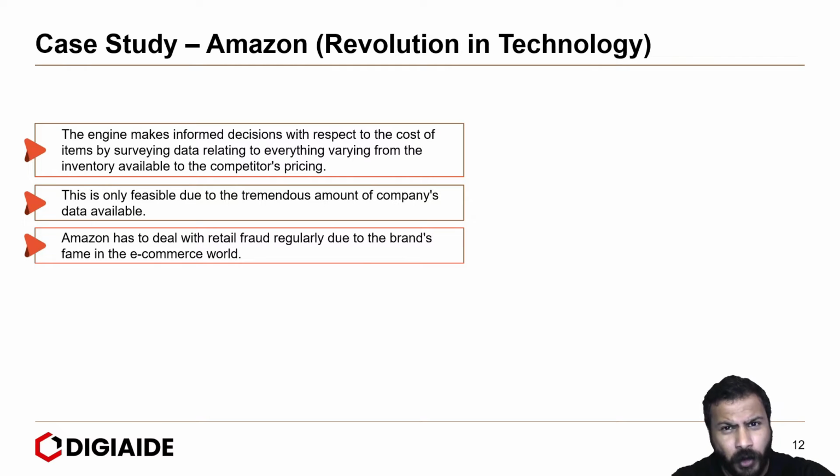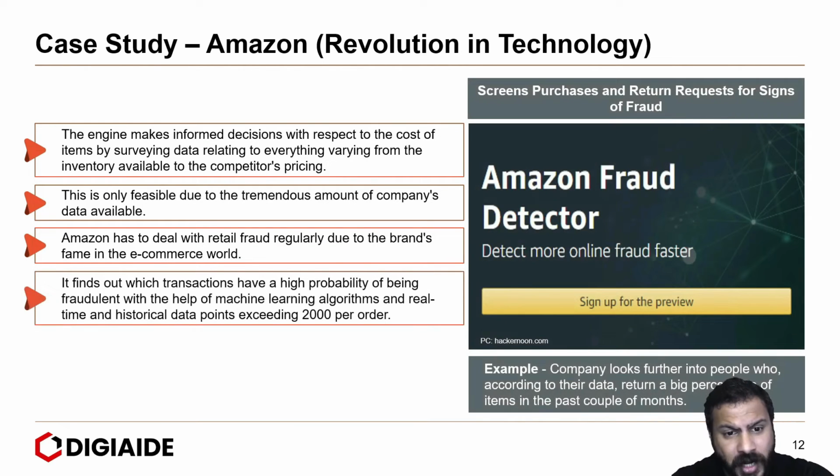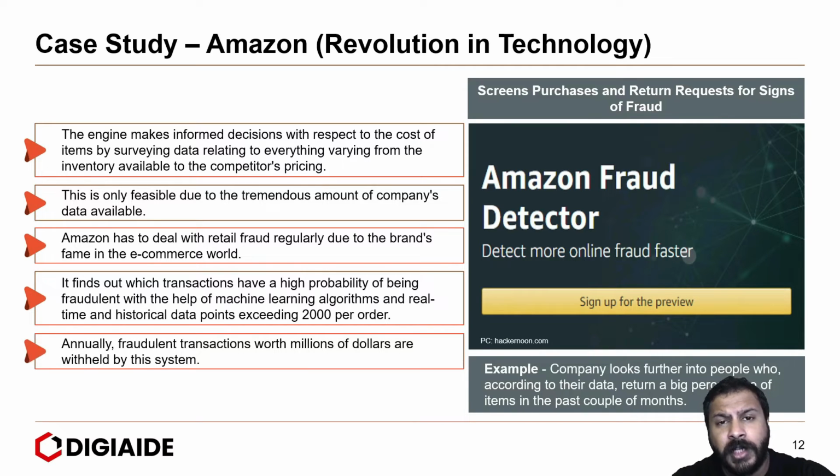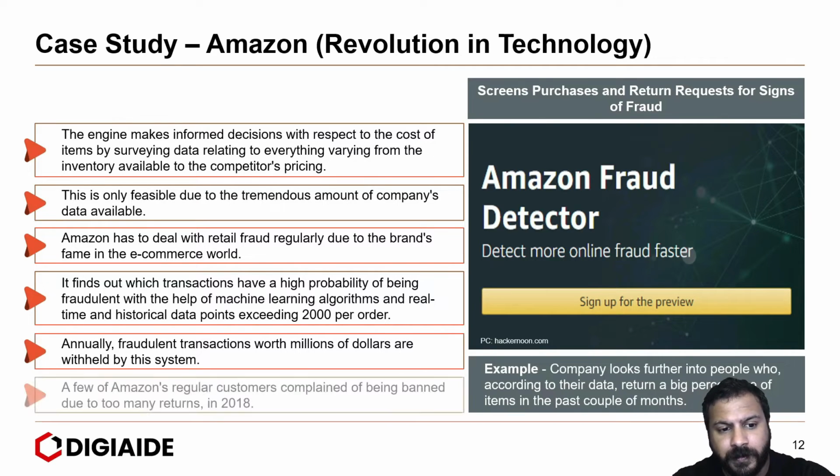Amazon has to deal with retail fraud regularly due to the brand's fame in the e-commerce world. It finds out which transactions have a high probability of being fraudulent with the help of machine learning algorithms and real-time and historical data points exceeding 2,000 per order. Annually, fraudulent transactions worth millions of dollars are withheld by the system. In fact, a few of Amazon's regular customers complained of being banned due to many returns in 2018.